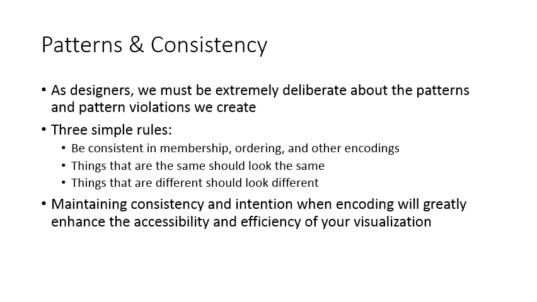So, 3 simple rules about patterns and consistency. Be consistent in the membership, ordering, and other encodings. Things that are the same should look the same, and things that are different should look different. So you just have to try and be as consistent as you can. And it's probably a good idea to be deliberate. If you go through the process of very deliberately choosing your marks and attributes at the outset, it becomes a little bit easier because you'll have already gone through the decision-making process early on, and then you can just follow that through.